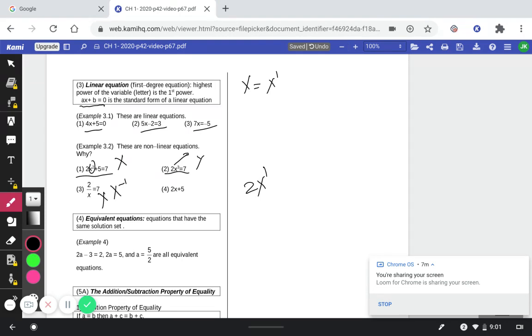Now, number 4, equivalent equations. Equations that have the same solution set we call equivalent equations. So when you have 2x minus 3 equals 2, I'm going to move negative 3 to the other side. So you end up with 2x equals 5. Both of them are equal, so they are equivalent equations. And I'm going to divide both sides by 2, so x becomes 5 over 2. All these three are talking about the same thing, so they are all equivalent equations. Okay.